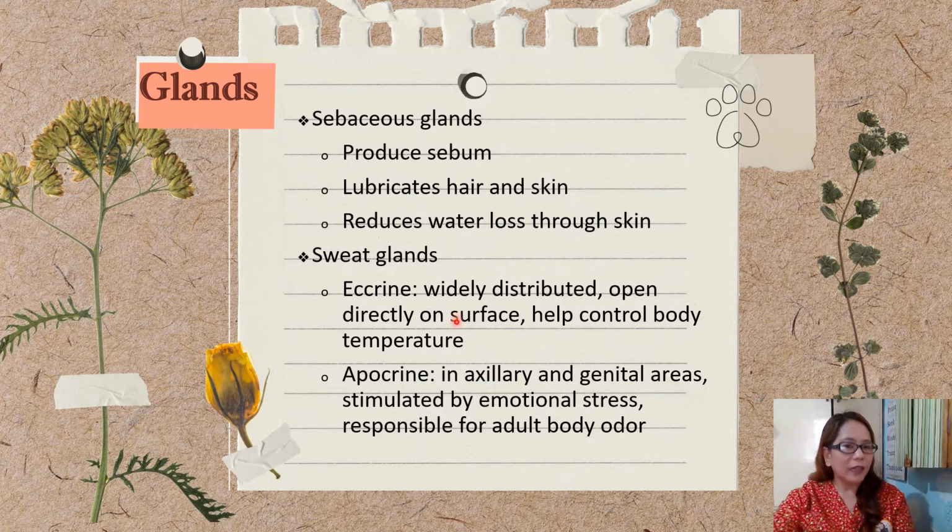While the sweat glands have two types, the eccrine and the apocrine. The eccrine is widely distributed, opens directly on the surface, and helps control the body temperature, while the apocrine is usually found in the axillary and genital areas. This is usually stimulated by emotional stress. Di ba? Pag kinakabahan ka, pinagpapawisan yung mga areas na yan. And that is responsible for adult body odor.